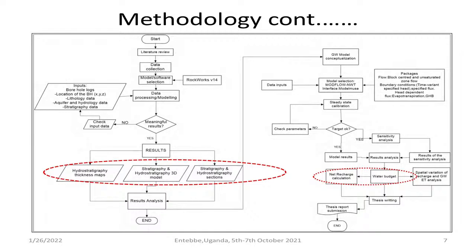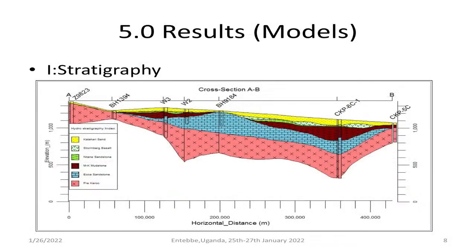So our methodology was, as you can see on the left-hand side, the first step was to develop the stratigraphy model. After we obtained the stratigraphy model, on the right we developed a simple numerical model, which was aiming at understanding the flow characteristics of the area. Next, please.